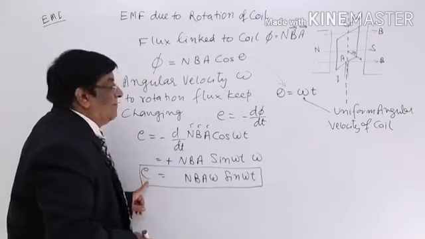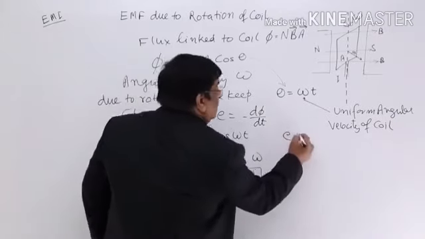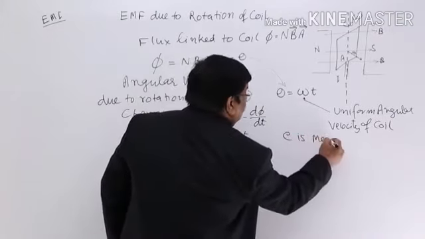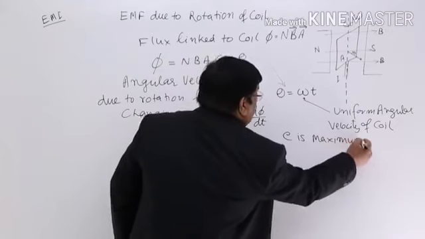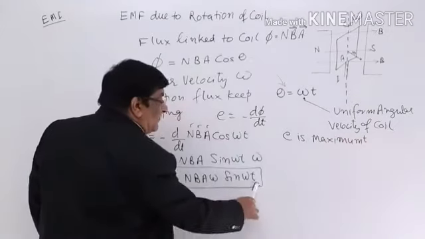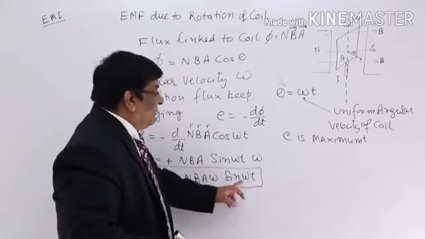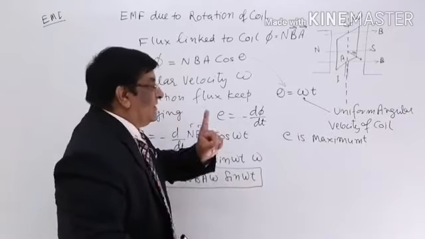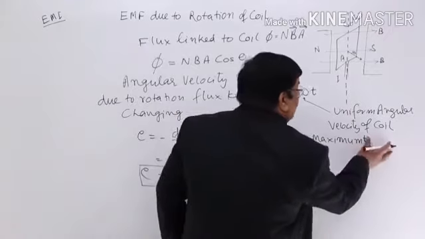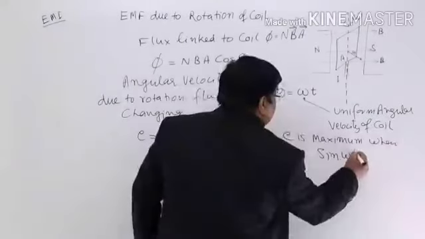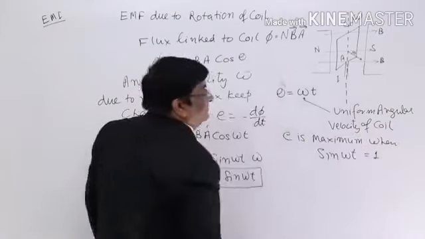When will this E be maximum? E is maximum when this sine function is maximum. And how much is the maximum value of sine omega t? Answer: 1. E is maximum when sine omega t is equal to 1.